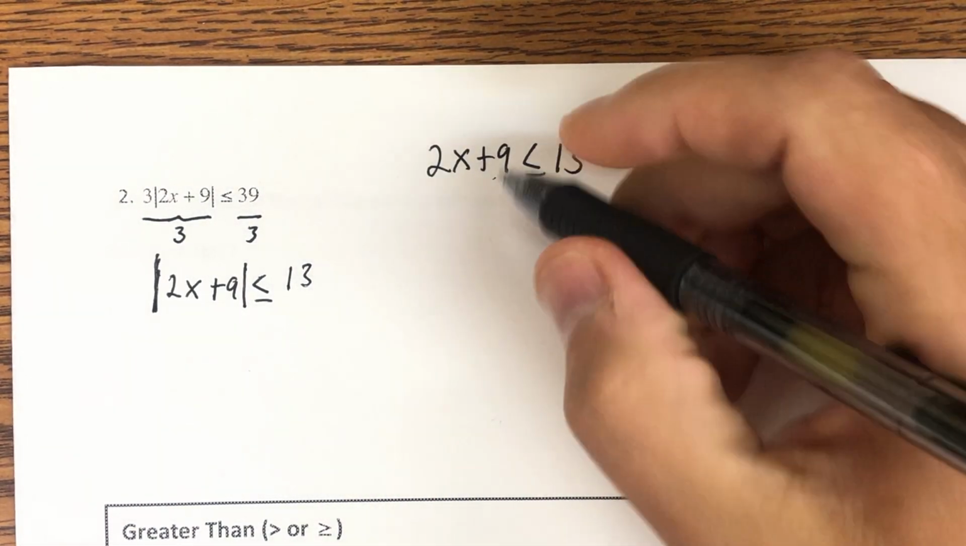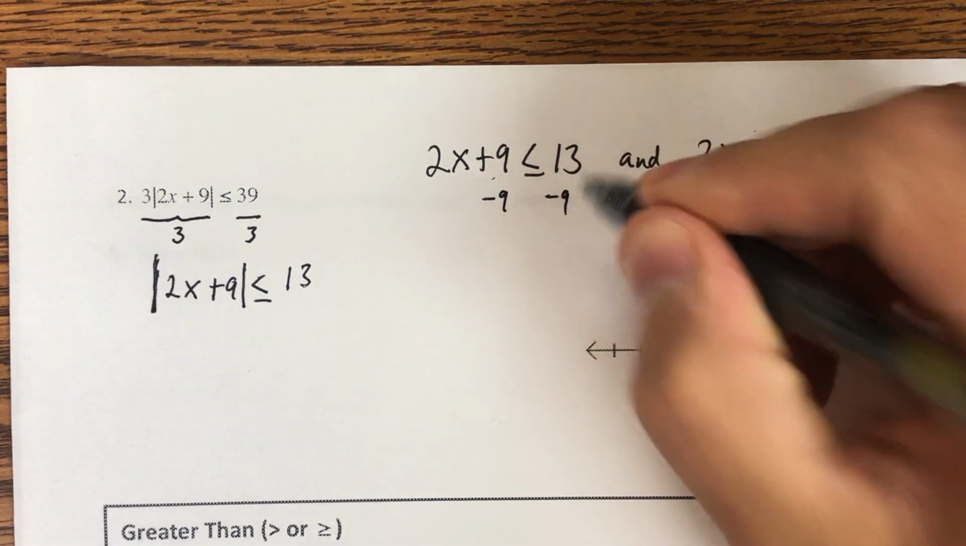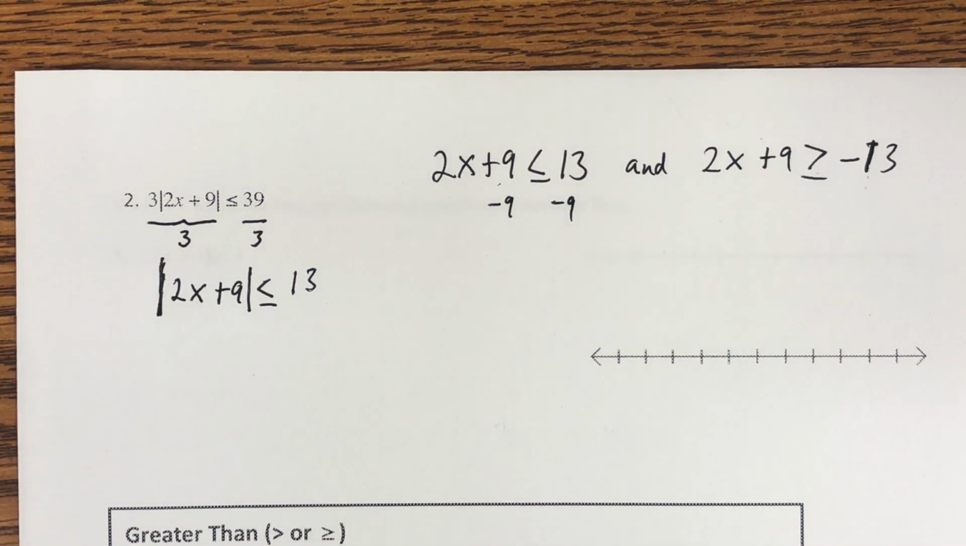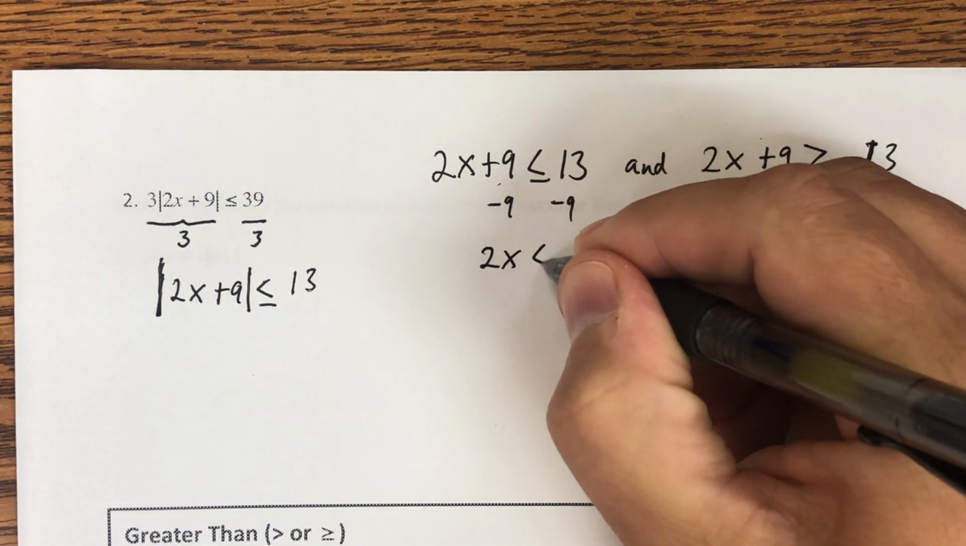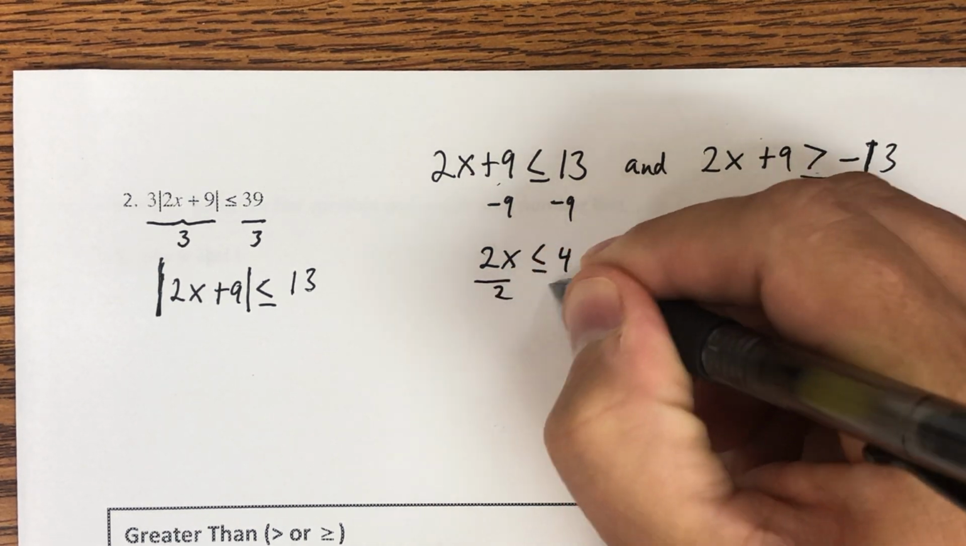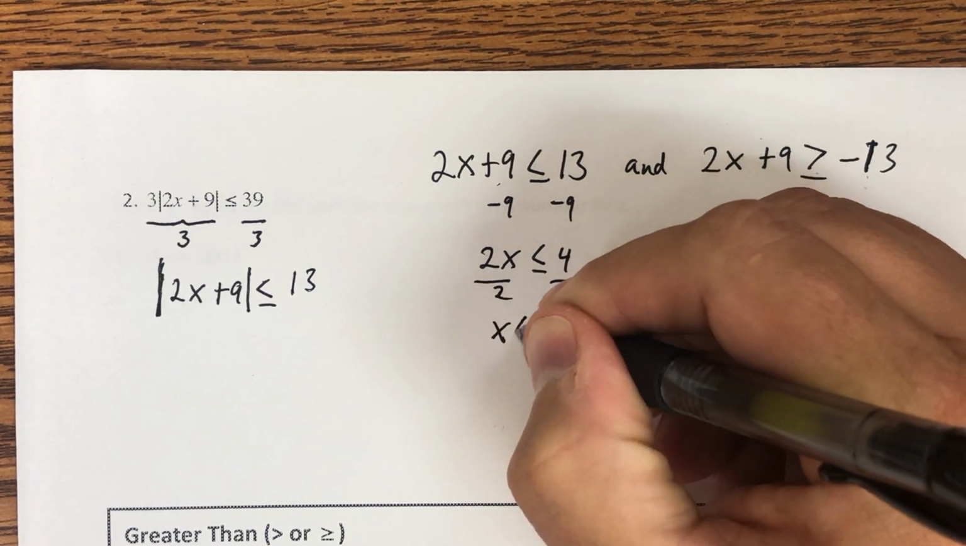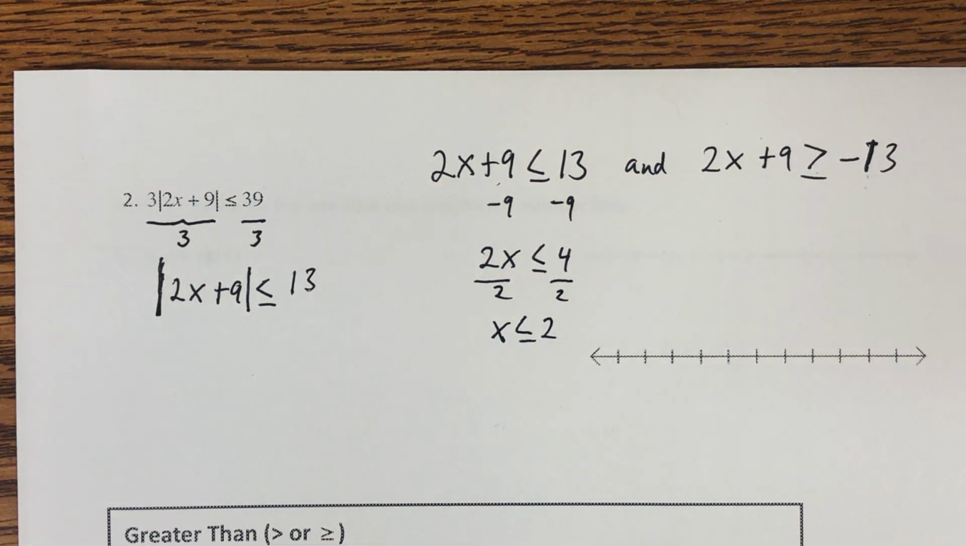Okay, that's kind of my shortened way of remembering it. Now we got to solve both, so I'm going to subtract 9 from both sides. 13 minus 9 is 4. So I have 2x less than or equal to 4. Divide by 2, and x is less than or equal to 2. So that's our first one.